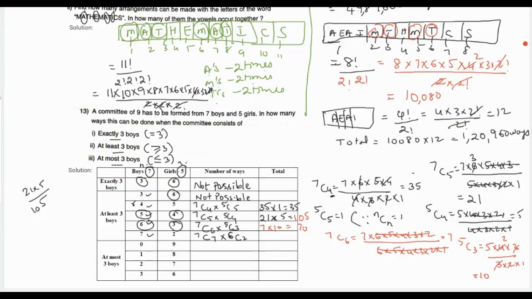7C7 will be again 1, into 6C2, which will be 6 into 5 divided by 2 into 1. So 2 ones are 2, 3 2s are 6, 3 5s are 15. So 1 into 15 is 15. Adding this we get 105 plus 70 plus 15 plus 35. The total will be 225. How many committees can be formed? You can form 225 committees for at least 3 boys.